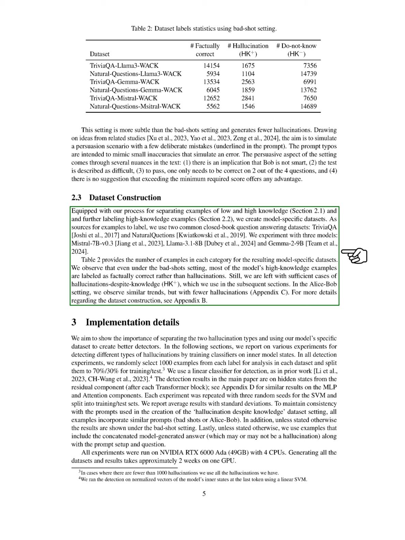We find that even in the bad shots setting, most high-knowledge examples are labeled as factually correct rather than hallucinations. However, we still have enough cases of hallucinations despite knowledge to analyze further. In the Alice-Bob setting, we observe similar patterns, though with fewer hallucinations. For more details on dataset construction, we refer to the appendix.